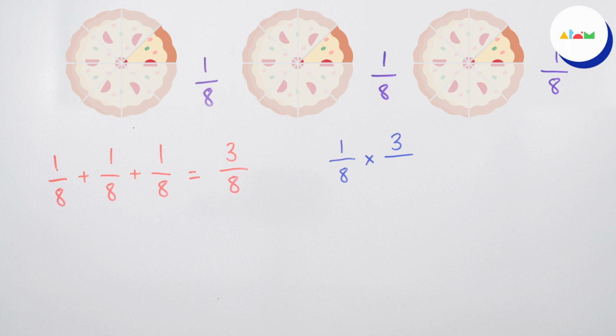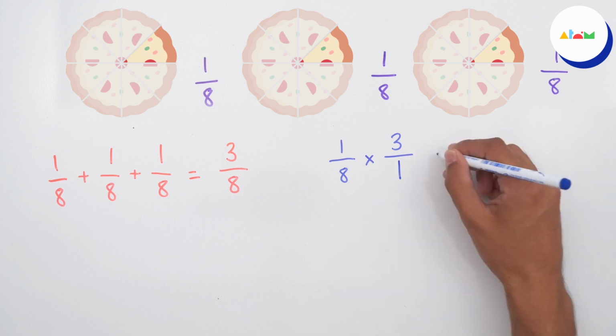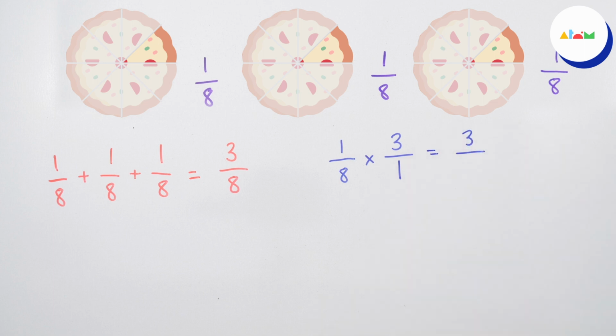As we're multiplying by a whole number, 3, we write 1 as the denominator to show we have 3 wholes in total. We multiply the numerators first. 1 times 3 equals 3. Then we multiply the denominators. 8 times 1 equals 8.